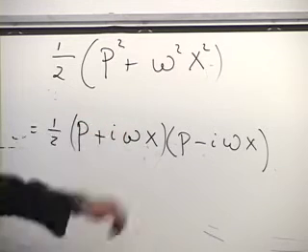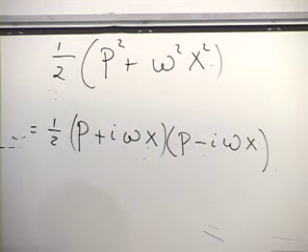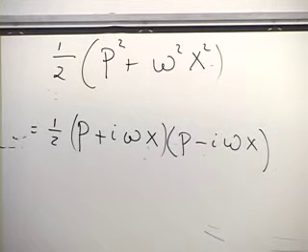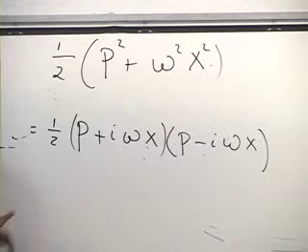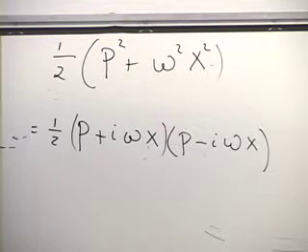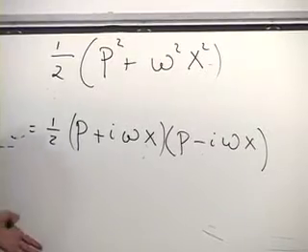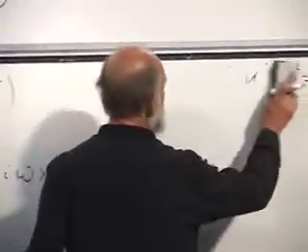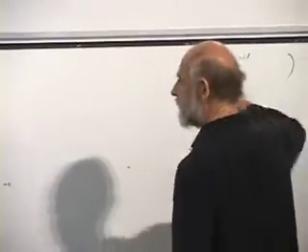But now I'm going to give these guys names, p plus i omega x and p minus i omega x. They're essentially creation and annihilation operators. They're not quite, because I don't have the right coefficient in front of them, but we'll figure out the right coefficient as we go along. The creation and annihilation operators, we'll figure out what they do, what their definition is.